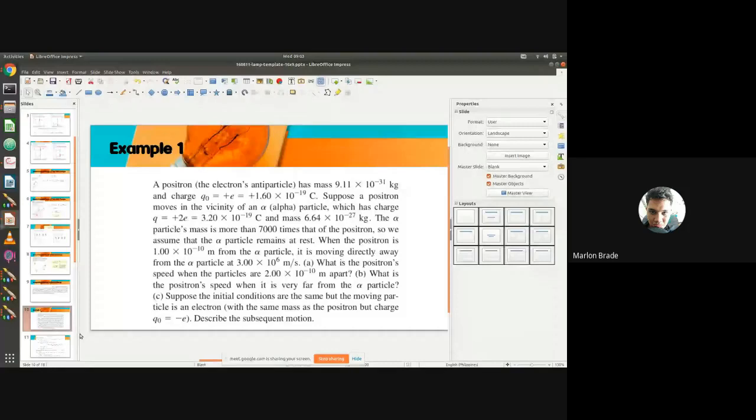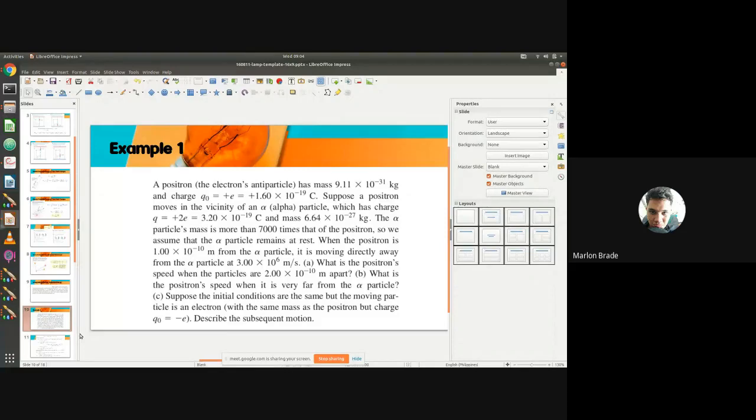So example 1. A positron is the antiparticle of the electron. If you don't know, the charge of the electron is negative, the charge of the positron is positive. It has a mass of 9.11 times 10 to the negative 31 kilograms. Actually the positron and the electron have the same mass. And charge Q naught equals positive e, which is equal to 1.60 times 10 to the negative 19 coulomb.